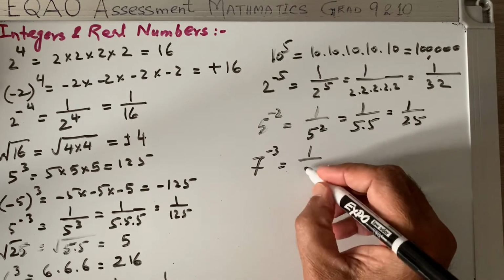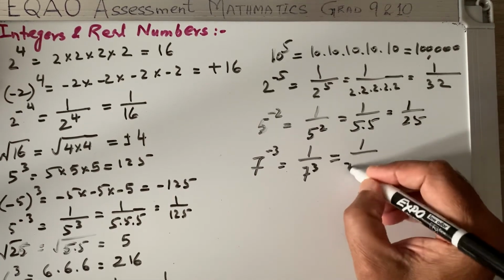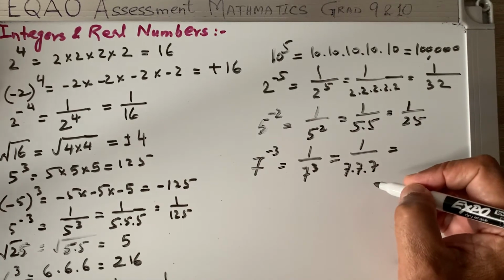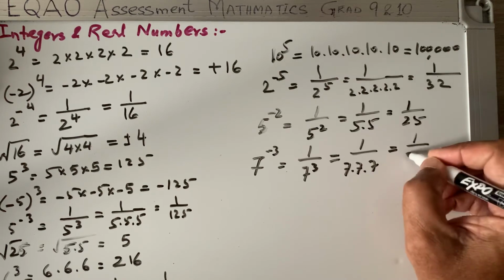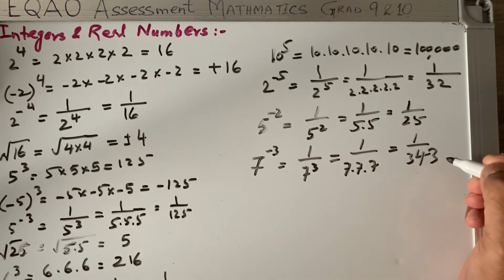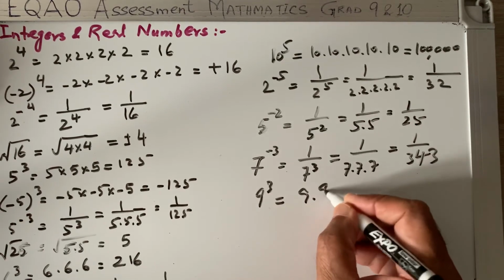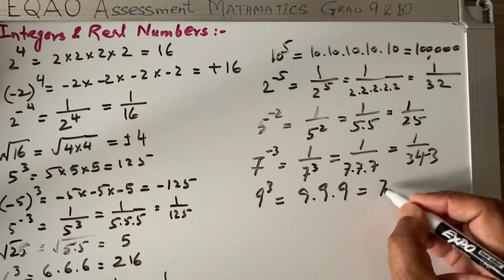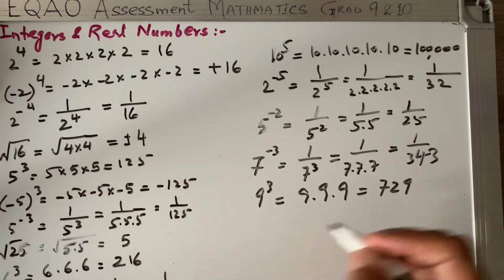7 to the power minus 3, again we can go to the denominator as a positive exponent, and then you have to say 1 over 7 times 7 times 7. 7 times 7 is 49. 49 times 7 is how much? 343, right? So 1 over 343. The next question, 9 to the power 3. That means 9 times 9 is 81, times 9, which is equal to 729. So this way you can go and solve all of these questions.